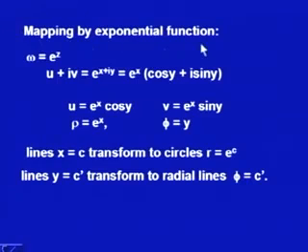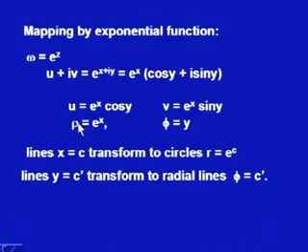Now I will discuss mapping by the exponential function. So if we have W equal to e^z, then u plus iv is equal to e^(x plus iy), which equals e^x (cos y plus i sin y) by the definition of the exponential function, and this gives me u equal to e^x cos y and v equal to e^x sin y, and from here we say rho is equal to e^x, phi is equal to y.